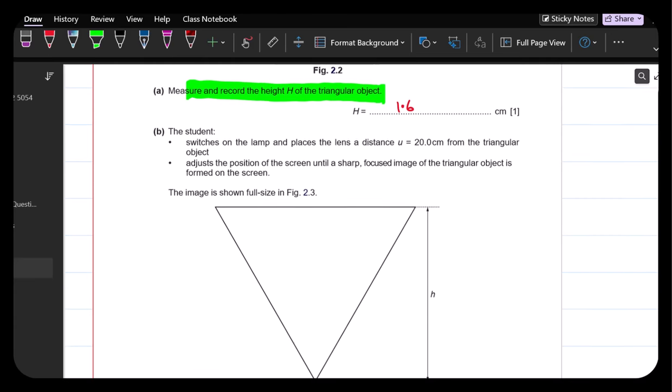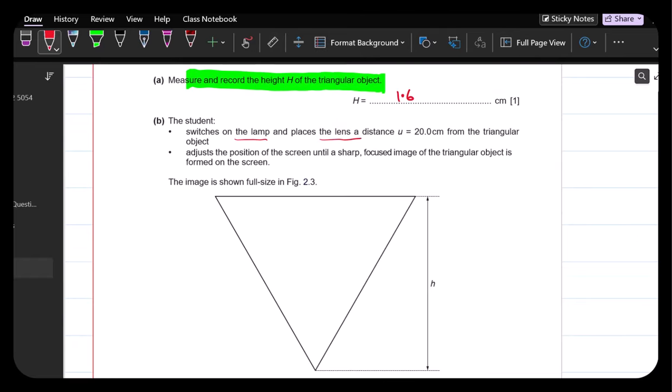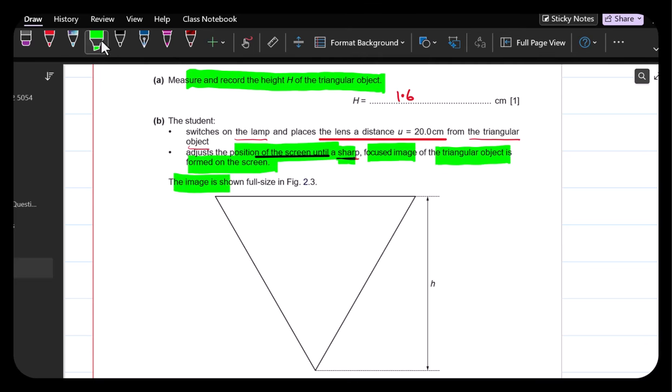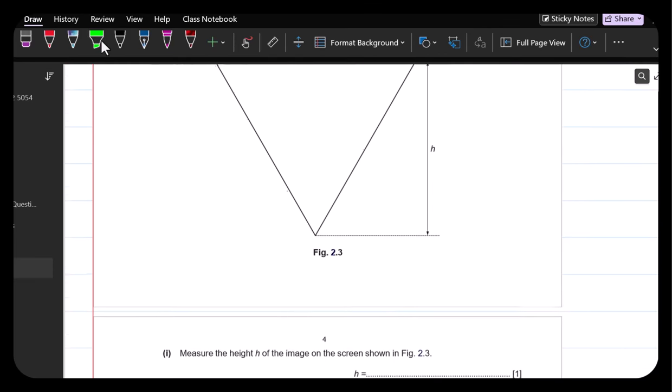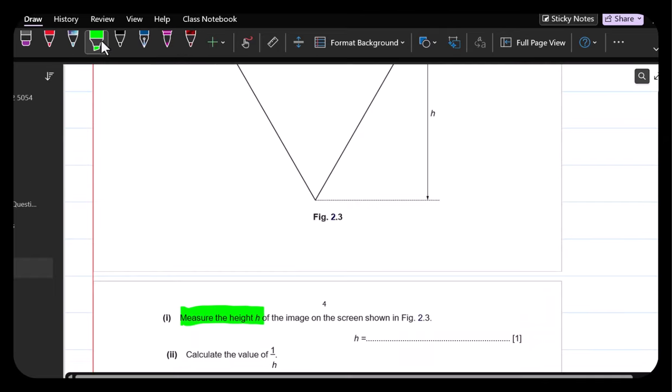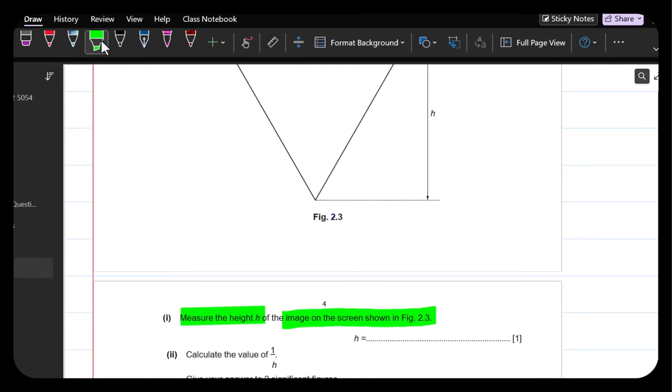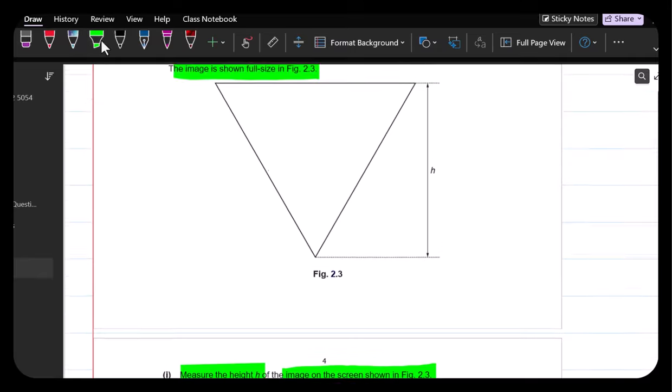Now B part: the student switches on the lamp and places the lens a distance of 20 centimeter from the triangular object. Adjust the position of the screen until a sharp image is shown. So we have to adjust the position of the screen or position of the lens so that we can get a sharp focused image, meaning a clear image of the triangular object formed on the screen. The image is shown full size in figure 2.3. Measure the height h of the image on the screen shown in figure 2.3. So we have to measure this height.